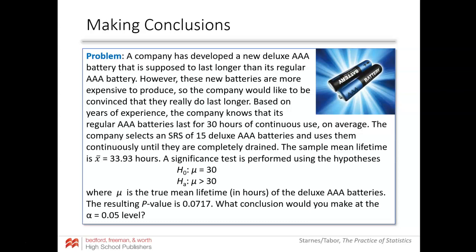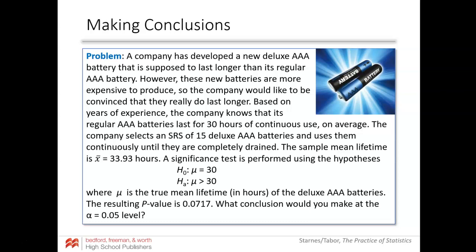A significance test is performed using the hypotheses. The null hypothesis is that the mean is still 30, and the alternative hypothesis is that it's greater than 30. And we do see some evidence up here where the sample mean was greater than 30, so that's promising. If for some reason you already find that your alternative hypothesis and the statistics from your sampling are conflicting, then that probably means you set up your alternative hypothesis wrong. Or maybe you did bad sampling, or maybe it's just a bad claim. Here mu is the true mean lifetime in hours of those AAA batteries.